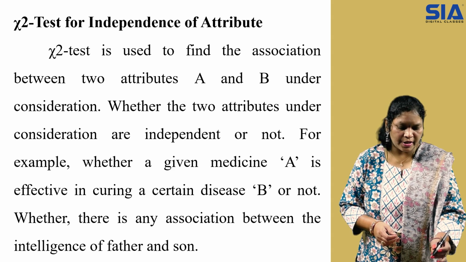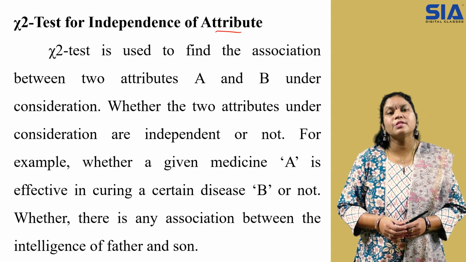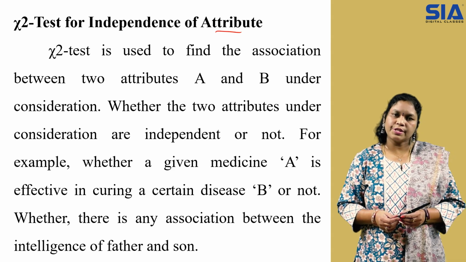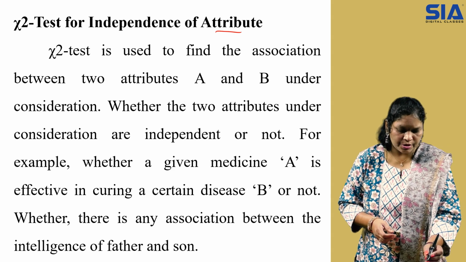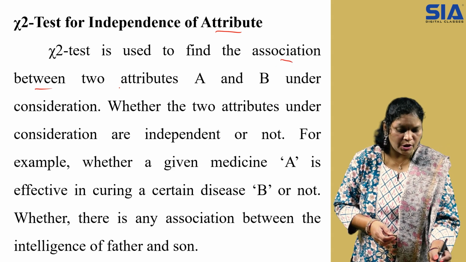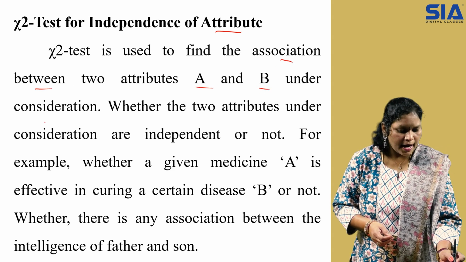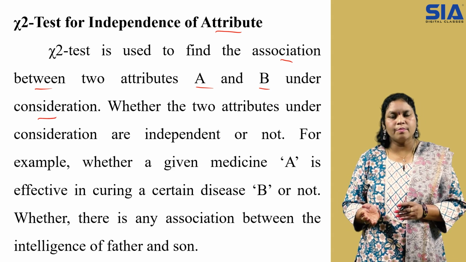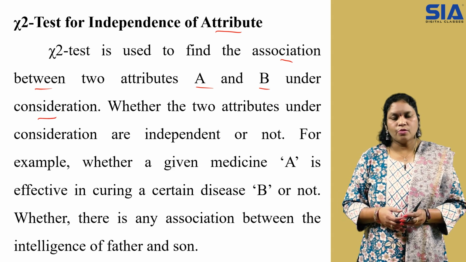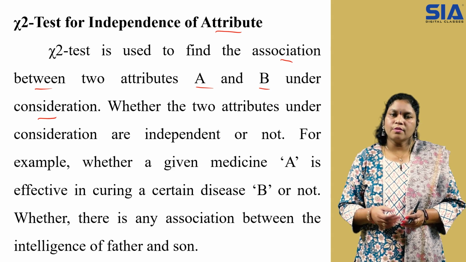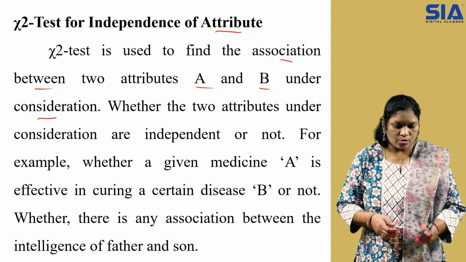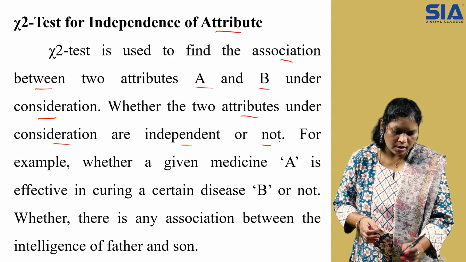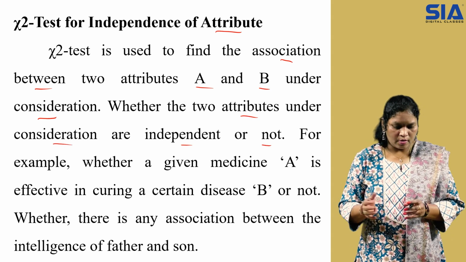So chi-square test for independence of attributes: whenever we have this type of data, we'll go for this chi-square test. The chi-square test is used to find the association between two attributes A and B under consideration. If you have two attributes A and B, in such situations we'll go for chi-square to get the association, so whether the two attributes under consideration are independent or not, we'll also check it out.